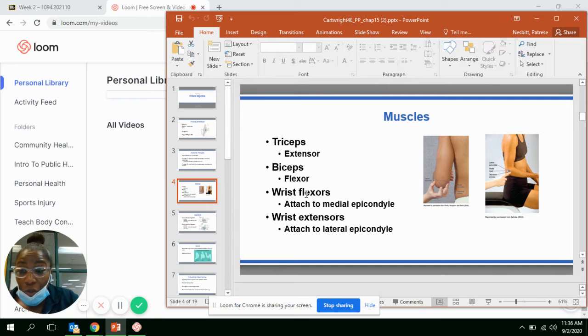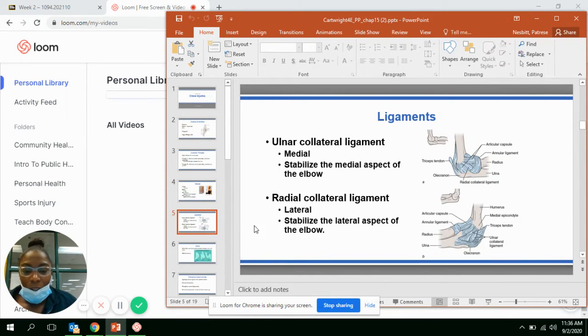Additionally, to help movement of the elbow, you have your tricep to the back and your bicep to the front, or the more current terms, triceps brachii and biceps brachii. All right, so you have a number of structures that connect to aid in movement of the elbow joint. You have your ulnar collateral ligament and your radial collateral ligament, as we talked about. Your radius is on the lateral side and your ulna is on the medial side.